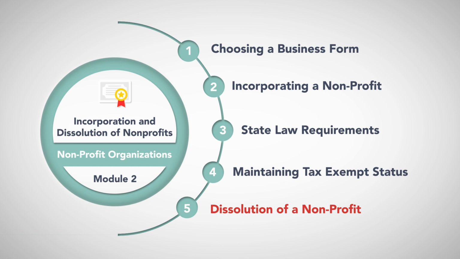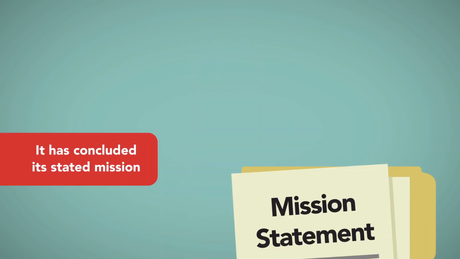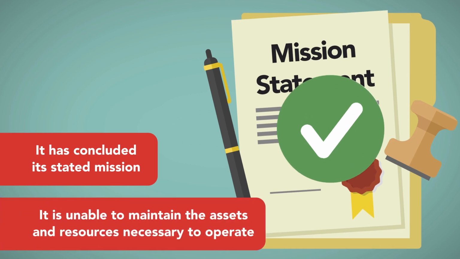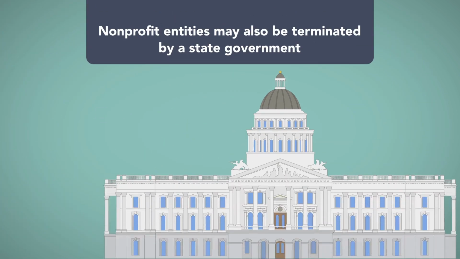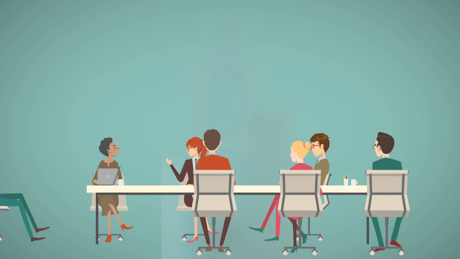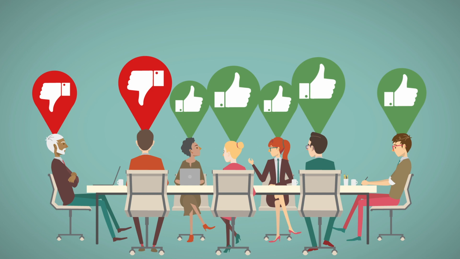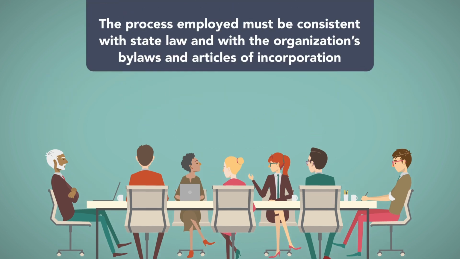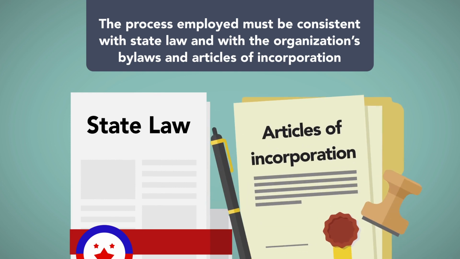Dissolution of a nonprofit. There are many reasons why a nonprofit organization may decide to dissolve, including that it has concluded its mission statement or that it is unable to maintain the assets and resources necessary to operate. Nonprofit entities may also be terminated by a state government for several reasons. An organization that chooses to dissolve must hold a meeting of its board of directors and vote to dissolve the organization. The process employed must be consistent with state law and with the organization's bylaws and articles of incorporation.